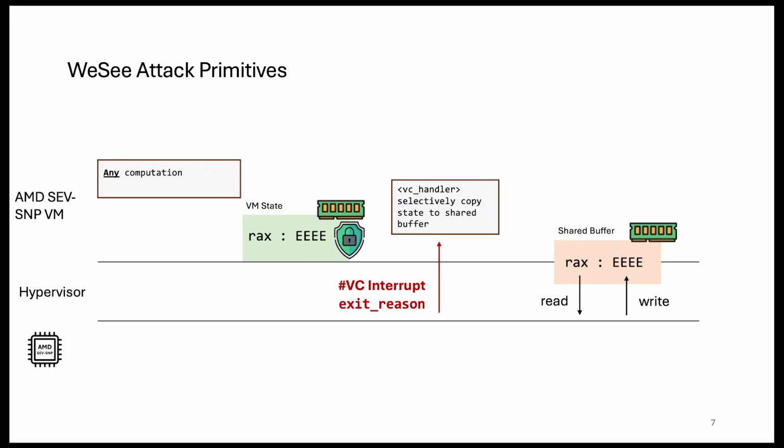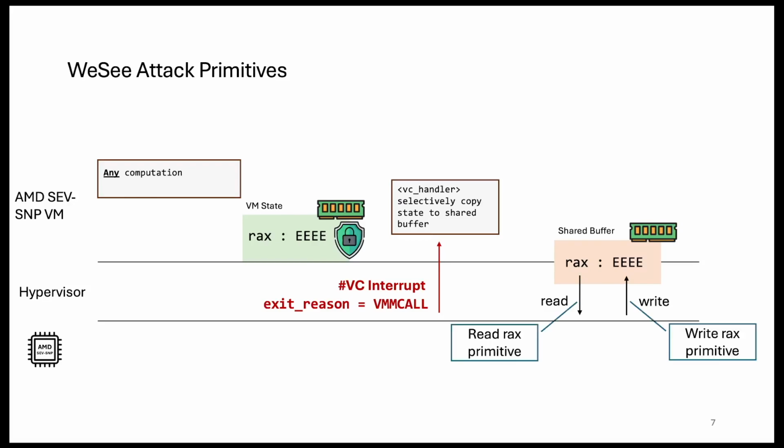Let's take an example where the hypervisor sets the exit reason to VMM call. In the WeSee handler for VMM call, it copies out the RAX in the shared buffer and then copies the value back from RAX into the VM state. So what we saw before is the effect of the hypervisor setting the exit reason to VMM call. This essentially lets the hypervisor read and write the value of RAX arbitrarily during the SEV SNP VM's computation. Using this, we build two attack primitives to read and write to the RAX register.